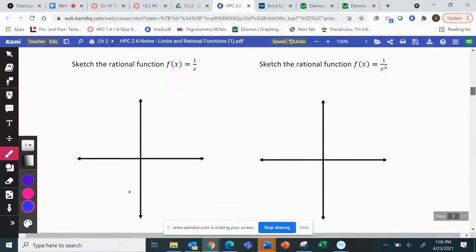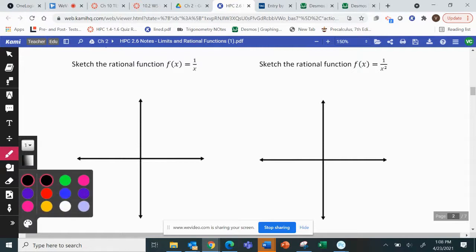So we're going to start rational functions today. And there are a couple of rational functions that you have seen or that you see a lot of. So I'm going to just sketch these. The first one we have seen, 1 over x, we called it the reciprocal function. It is a rational function.